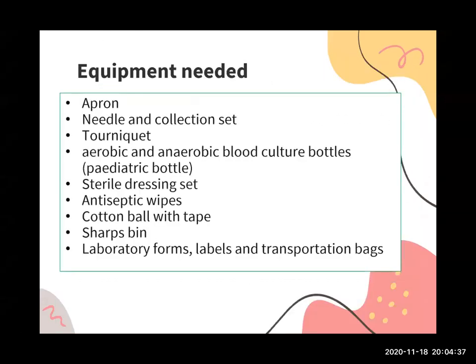Okay, these are the equipment needed. The apron, needle and collection set, the tourniquet, and then the aerobic and anaerobic blood culture bottles. And for pediatrics, they have a special pediatric bottle, and then sterile dressing set, antiseptic wipes, cotton ball with tape, sharps bin, and laboratory forms, labels, and transportation bags.